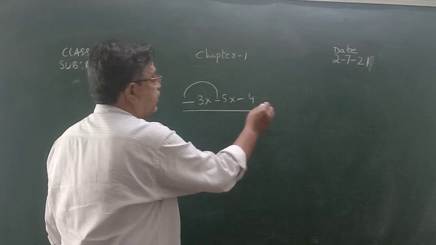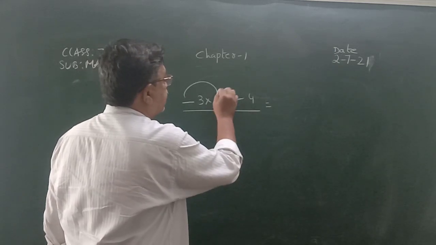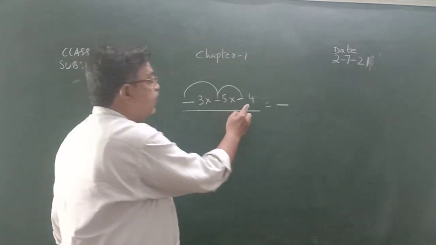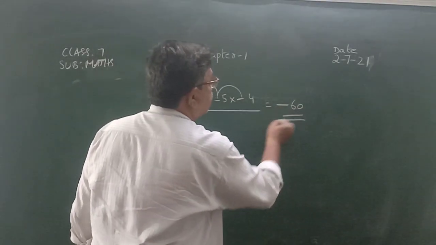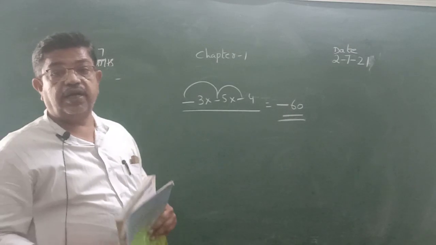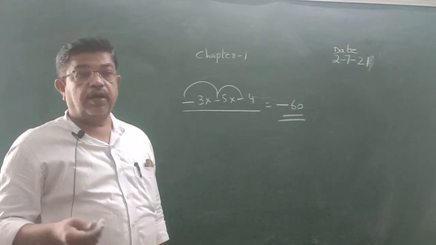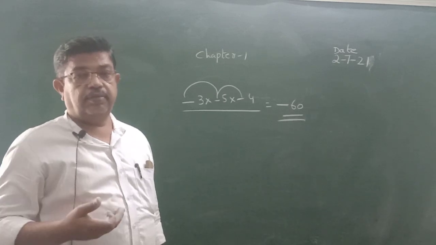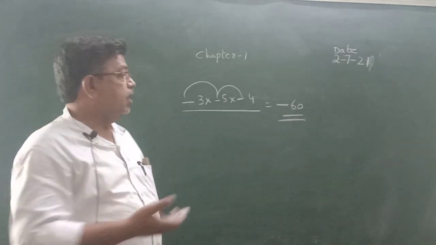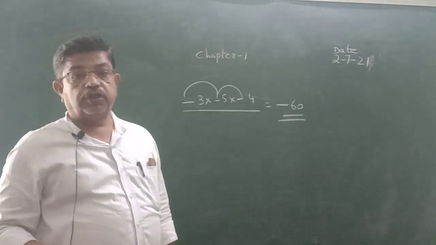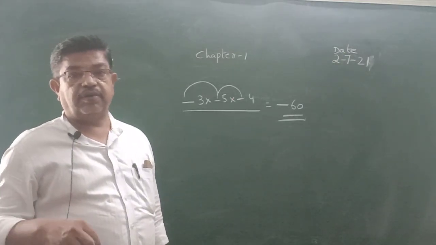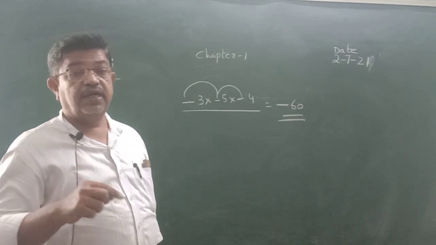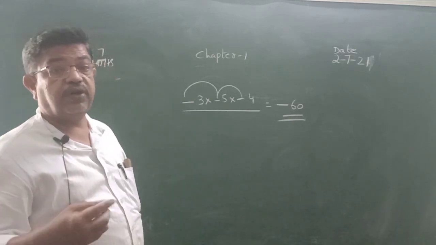Minus into minus, it is plus. Again plus into minus, it is minus. 3 into 5, 15, 15 into 4, 60. The product is minus 60. So when you multiply three integers having negative sign, the product is negative. The product of three negative integers, whatever the integers may be, which is an odd number, the product is equal to negative.